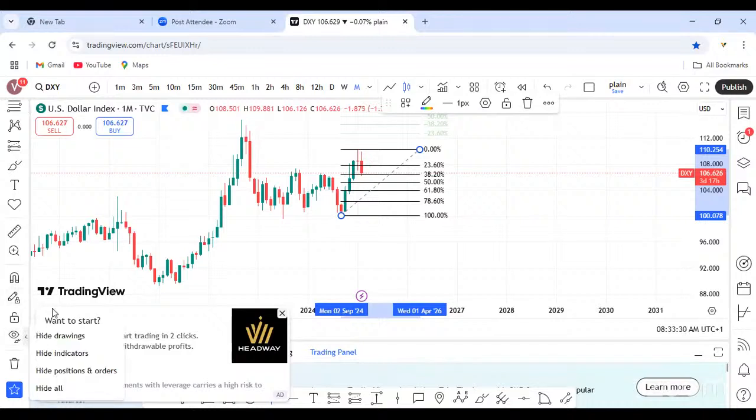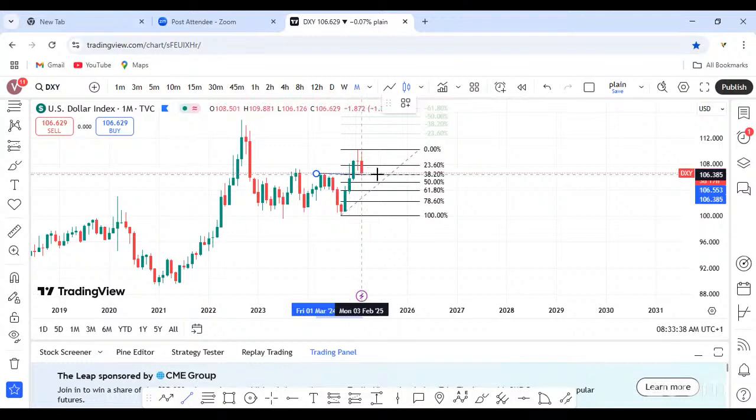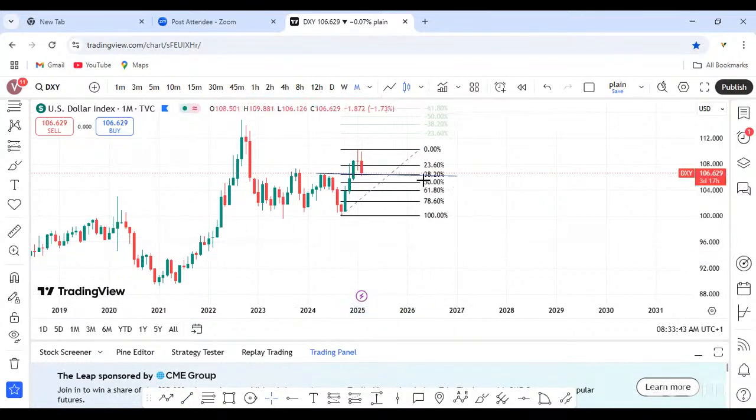Give me a second while I remove some things from the screen. Perfect. So we now have price at this zone. All things being equal, price should find support at this level and continue to buy. But if it doesn't, where is the next possible area it's going to trade into?